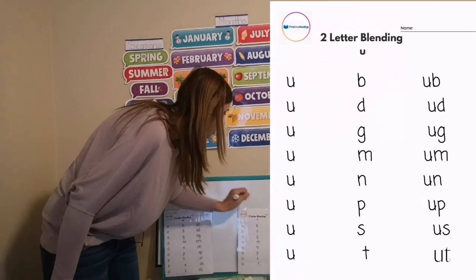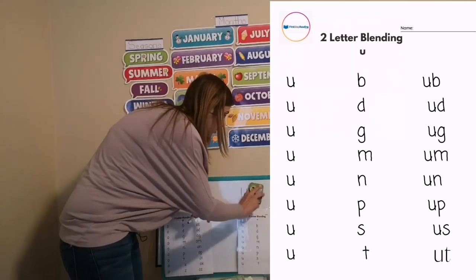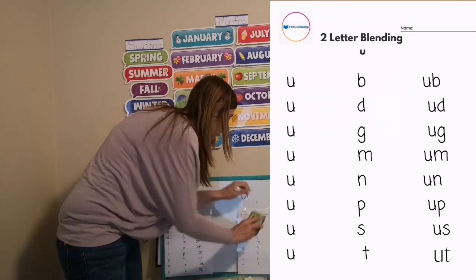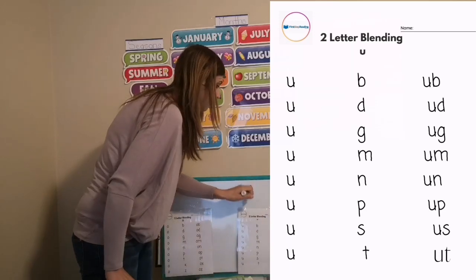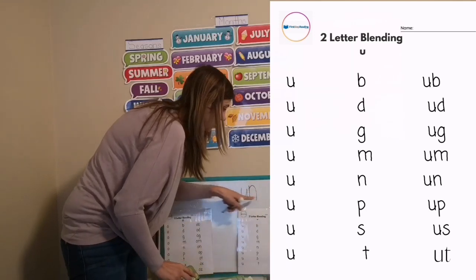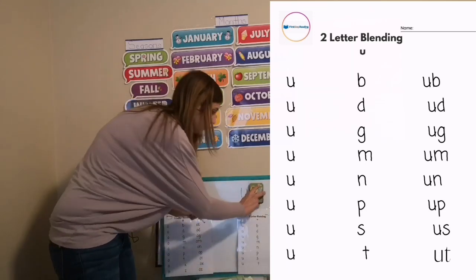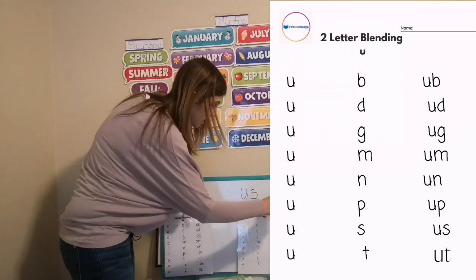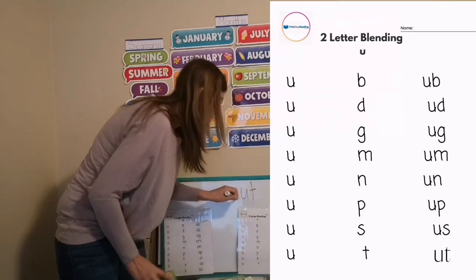Okay? Then we have our U's. U-B, ub. U-D, ud. U-G, ug. U-M, um. U-N, un. U-P, up. U-S, us. And U-T, ut. Okay?